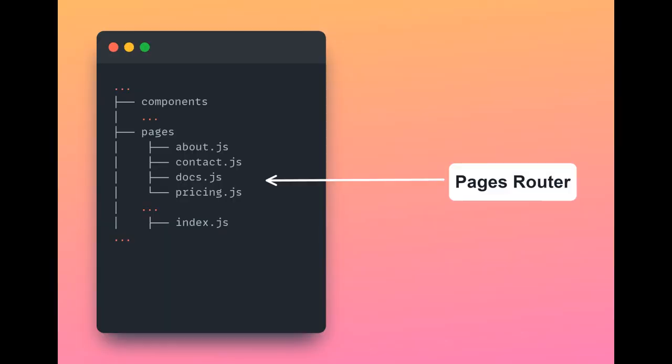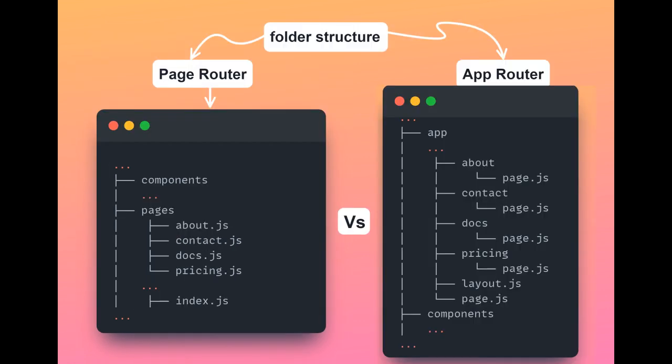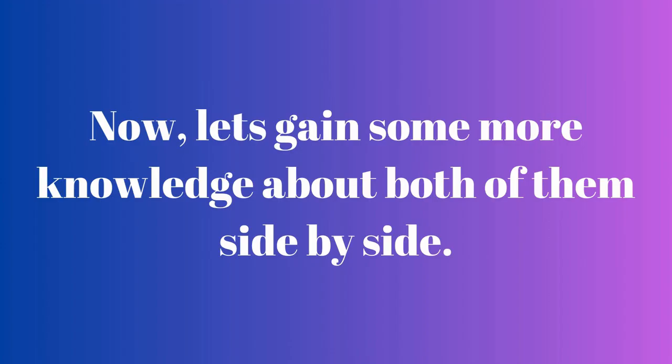Here we have a basic simple project structure using pages router. Next is the project structure using app router. Now let's compare both side by side. I hope you understand the basic structural differences between both pages router and app router. Now, let's gain some more knowledge about both of them side by side.